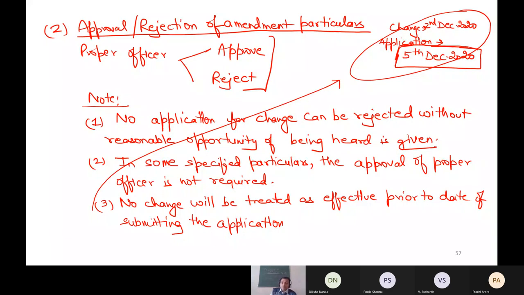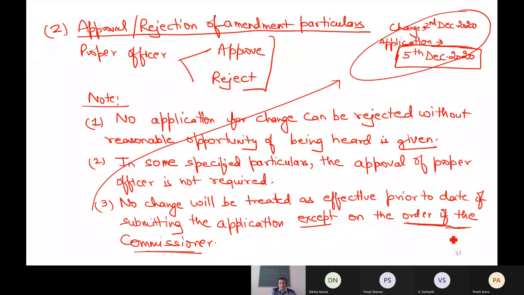So no change will be effective prior to the date of submitting the application except on the order of the commissioner. This is the main point. And the commissioner doesn't order for normal cases. There must be some special consideration. So this is the provision that every change will be treated as effective not from the date of change, but from the date of submitting the application. However, if the commissioner's order mentions with reasons in writing why the change should be effected before the date of submitting the application, then it is allowed.